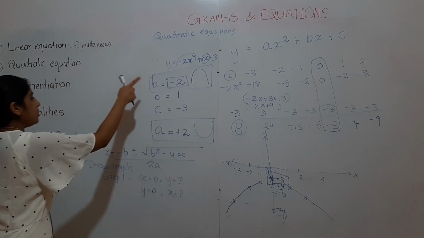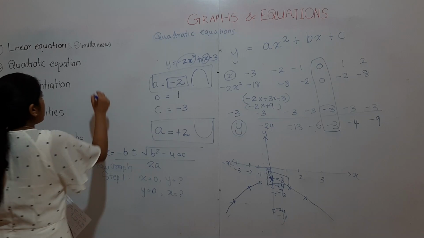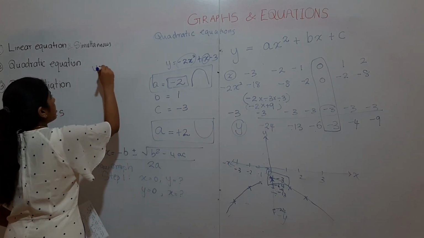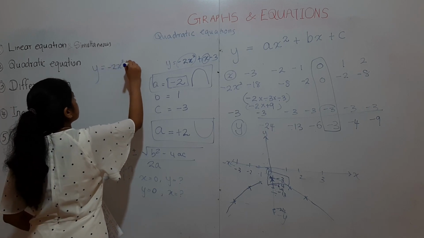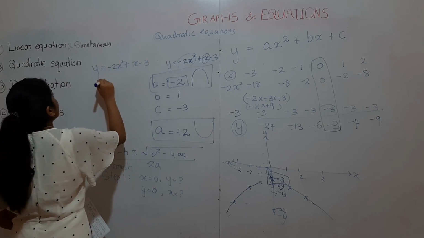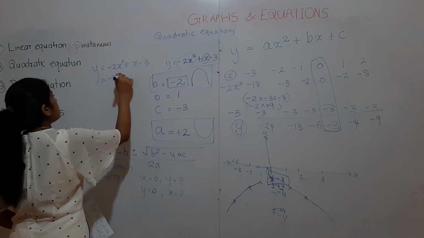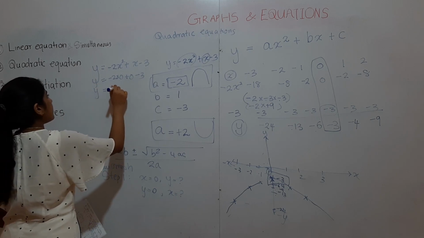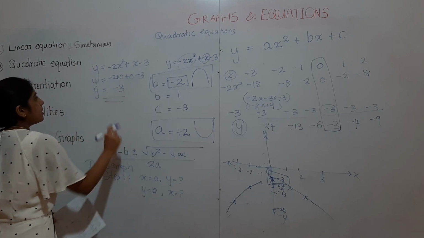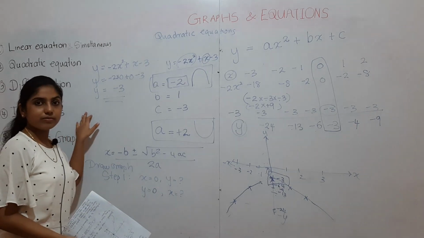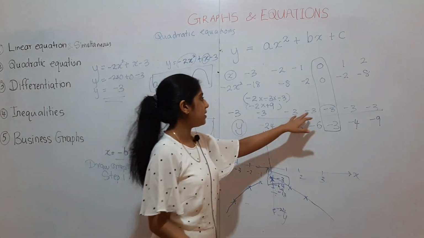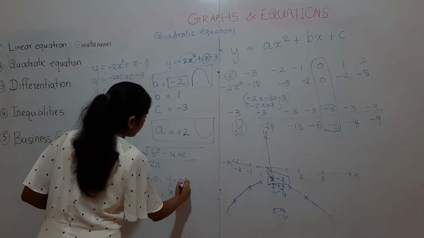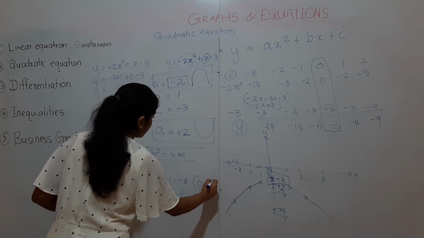Now, in this equation, first let's see when x equals 0, what should be y? Minus 2x squared plus x minus 3. When x is 0, minus 2 into 0 plus 0 minus 3. y equals minus 3. It is correct, because we got the same thing here. So we can say y equals minus 3. So this coordinate will be 0 and minus 3.